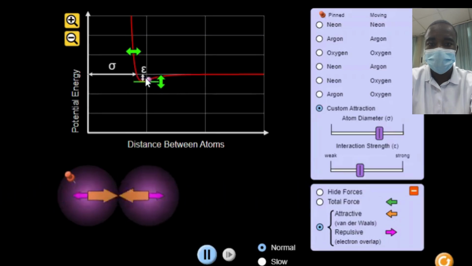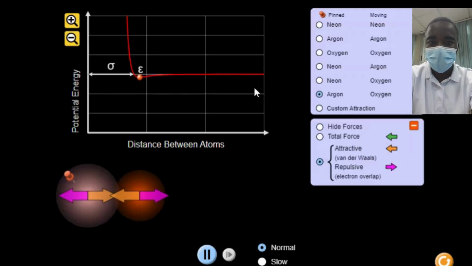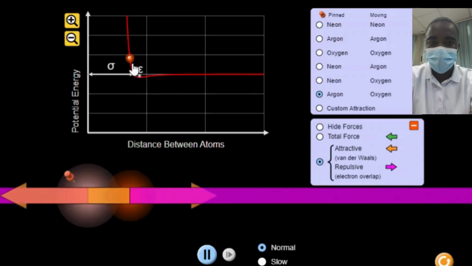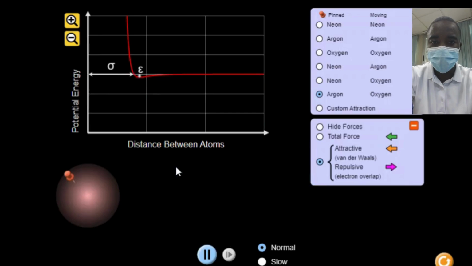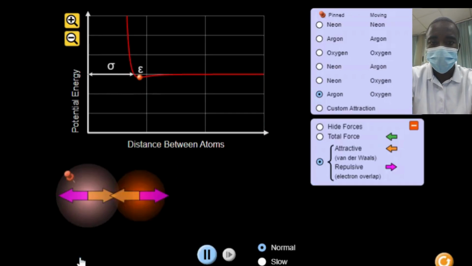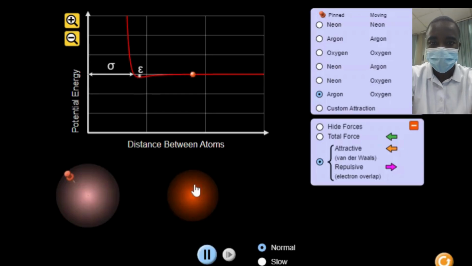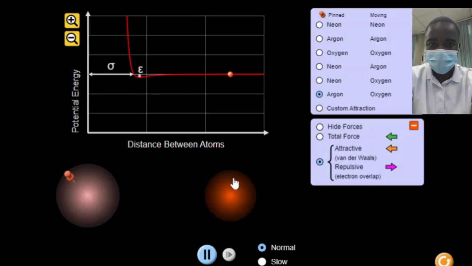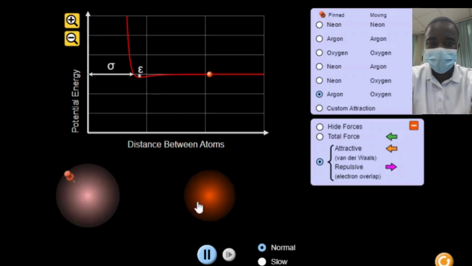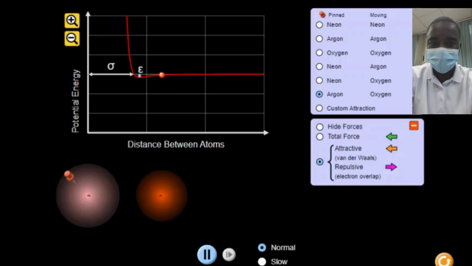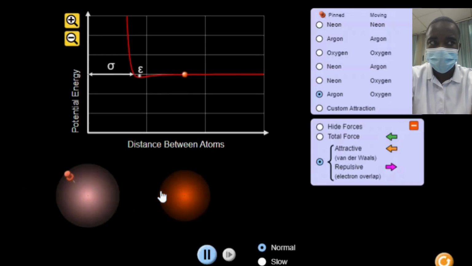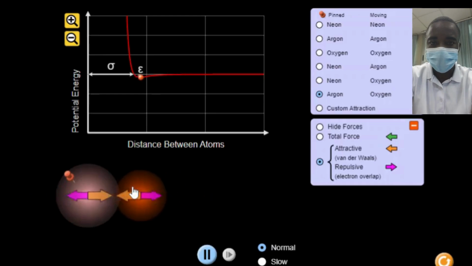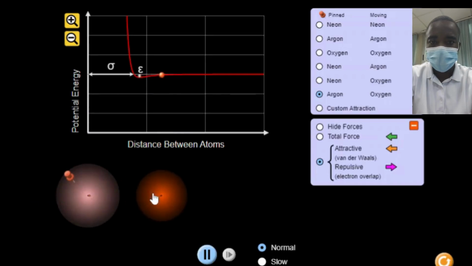Allow students to explore the simulation in small groups or individually. Encourage them to experiment with different parameters of the Lennard-Jones potential and observe the resulting changes in the potential energy graph and the behavior of the atoms. Provide worksheets or prompts to guide their exploration and data collection. After collecting data, have students analyze the relationship between the parameters of the Lennard-Jones potential and the equilibrium distance between the atoms. They can use the principles of interatomic forces to interpret the data and draw conclusions.